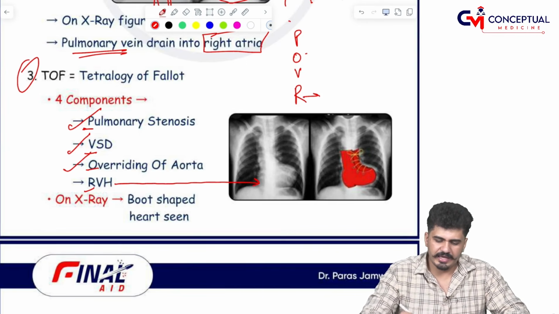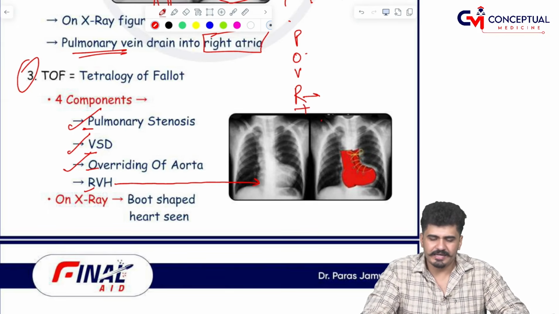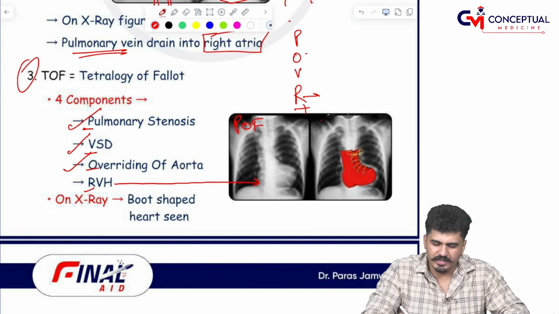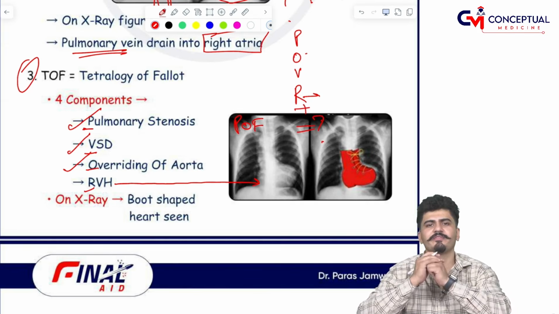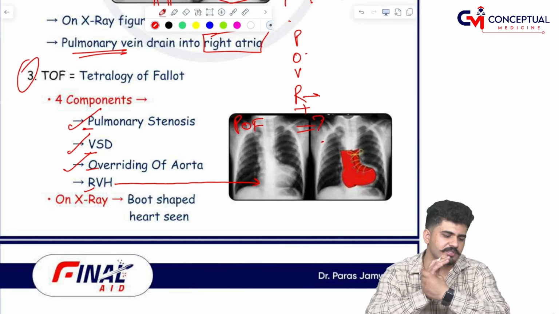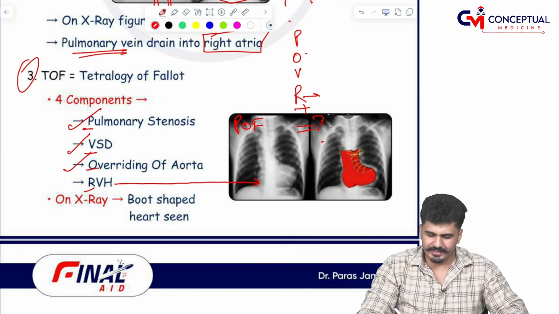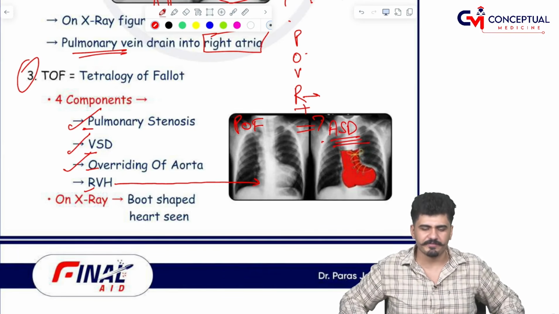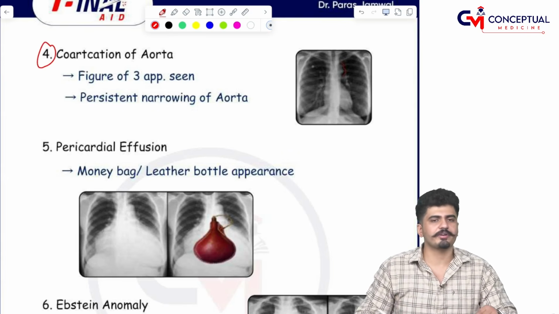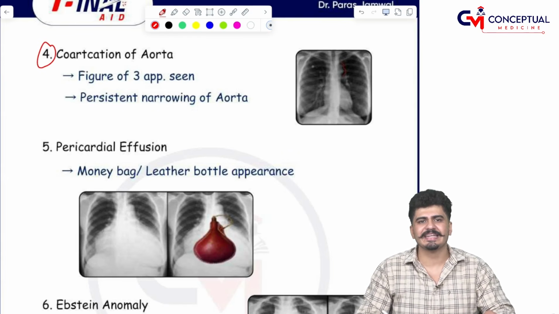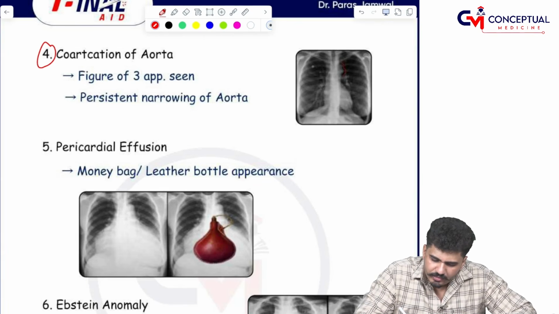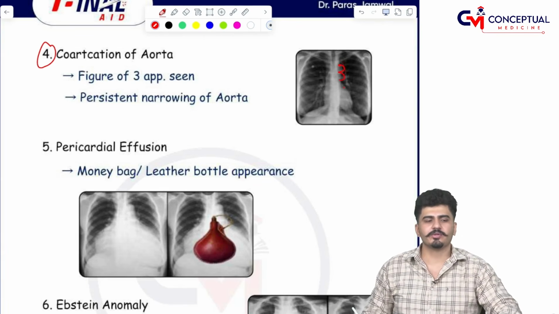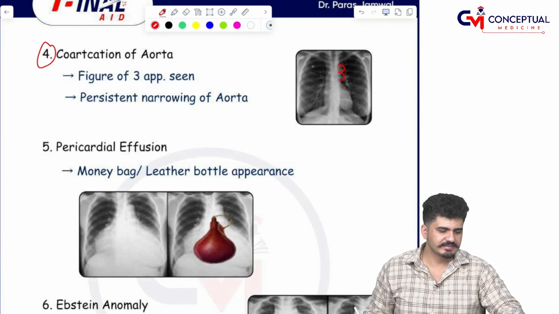And if I add one more feature, it will become pentalogy of Fallot. Can anyone guess which one feature we will add to this, and it will become pentalogy of Fallot? This is going to be the atrial septal defect, my dear friends. Now, coarctation of aorta. Persistent narrowing is seen in the aorta, which will lead to the figure of 3 appearance. Okay?